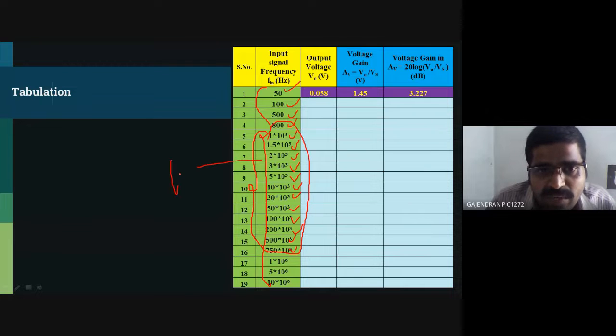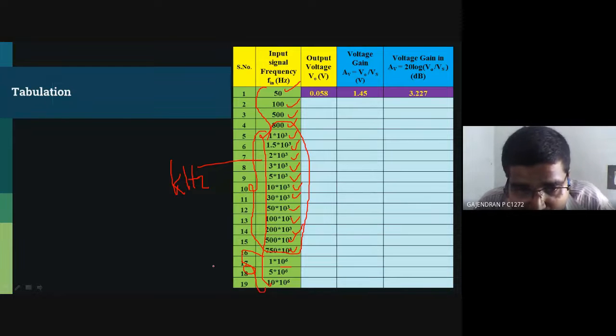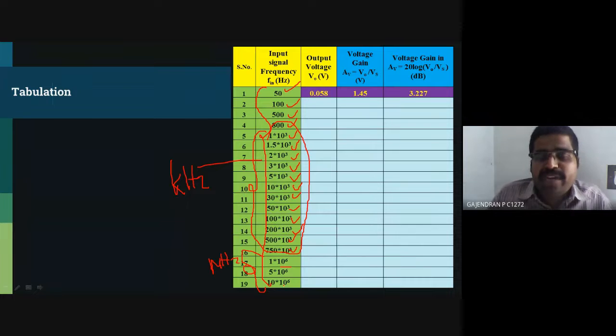Can anyone tell me what is the next range we gave? 10 to the power 6. What is that? Megahertz, sir. Megahertz, very good. 1 megahertz, 5 megahertz, and 10 megahertz. That's all, so this is the fixed one.